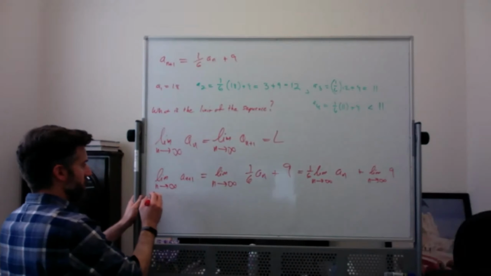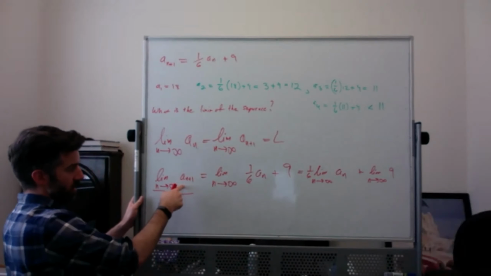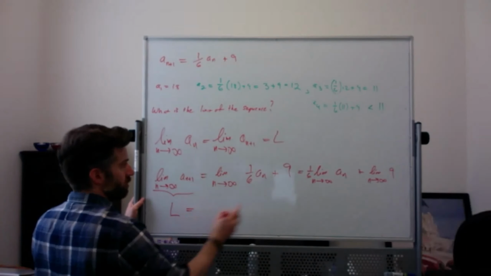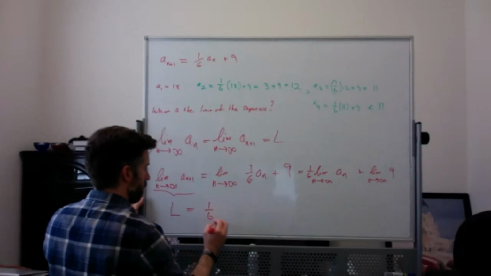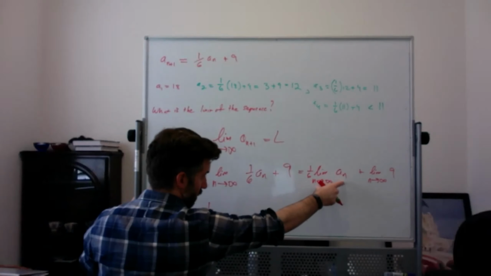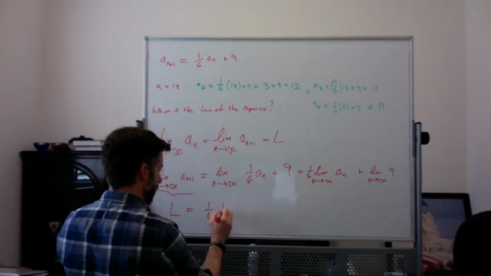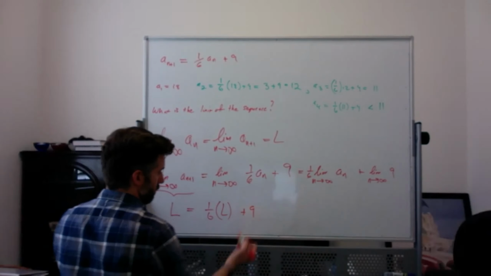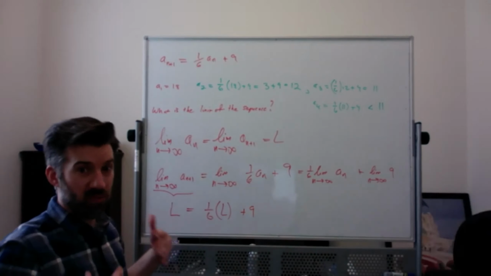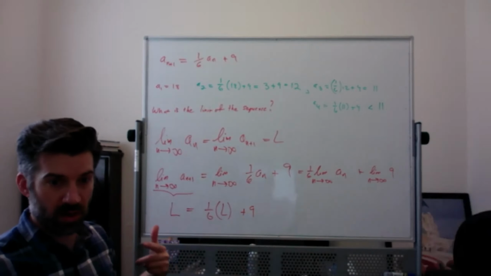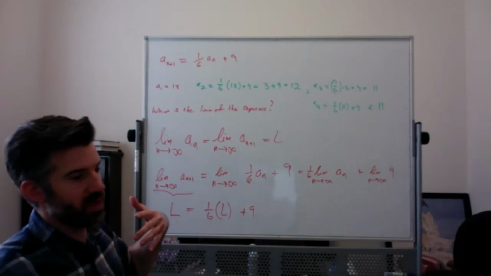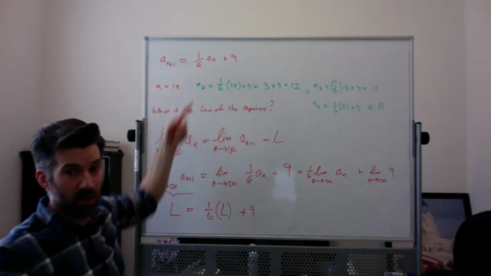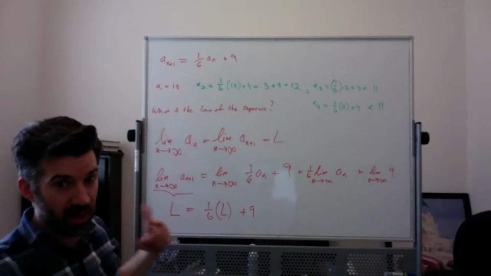And then here's what we get. The limit of a sub n plus 1 is just the limit, I'm going to call it L. And it's equal to 1/6 times the limit of a sub n, which is also just L, plus the limit of 9. The limit of a constant is just the constant. So although I did a lot of work for this, you shouldn't do all this work unless he asks you to. The idea behind this every time is just wherever you have an a sub n plus 1 or an a sub n, you're just going to plug in L and you're going to solve.